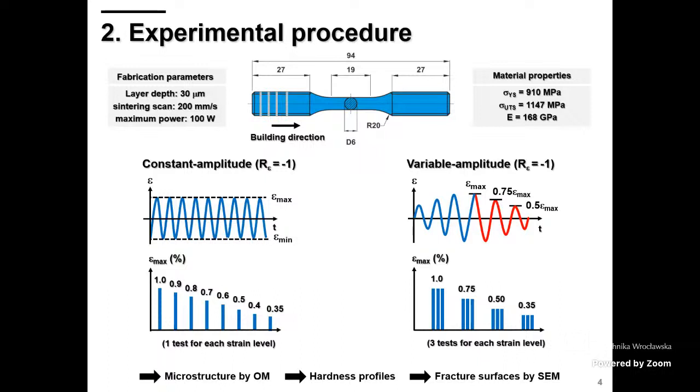But in this case, we defined a two-step loading history. So 3 cycles with an increasing strain amplitude varying from 0.5, 0.75, and 1. And the second step with the same levels, but in inverted order of application. So in this case, we tested 4 different maximum values varying from 1.0 to 0.35, and we repeated the tests 3 times.